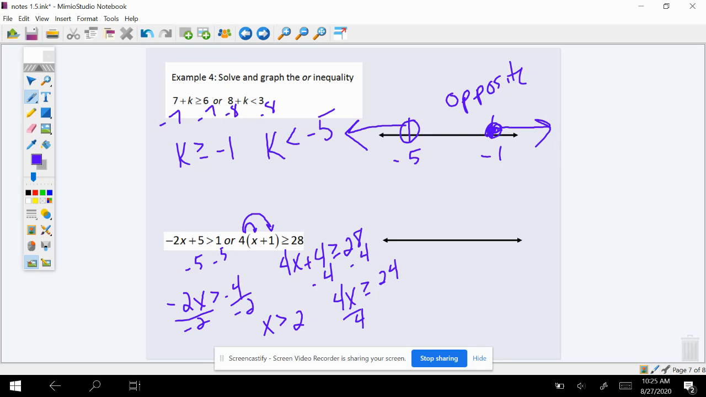Divide by 4. So you get x is greater than or equal to 6. So now when I put them on my number line, 2 is smaller than 6. So I'm going to have a 2 and a 6.